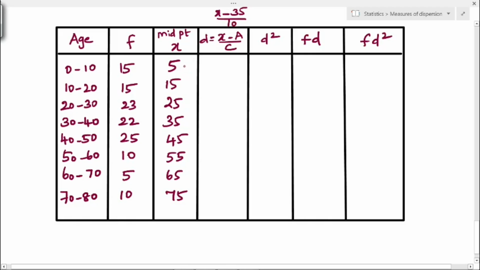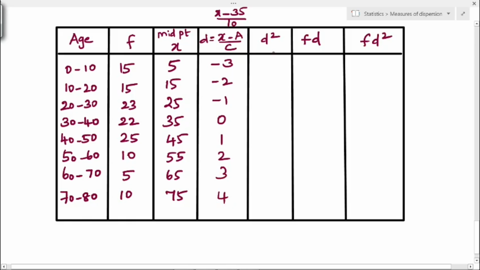Now first find the value. The first value is 5. If you substitute 5 in the place of x, that is 5 minus 35 by 10, so minus 30 by 10, that is minus 3. Next, 15 minus 35 by 10, that is minus 20 by 10, so minus 2. Likewise you have to calculate the rest of the values. So minus 1, then 0, 1, 2, 3 and 4.